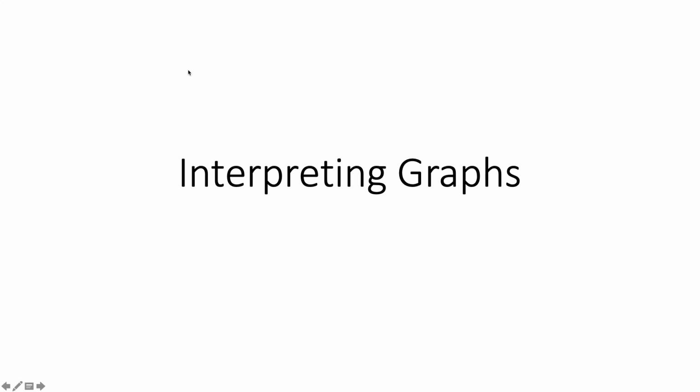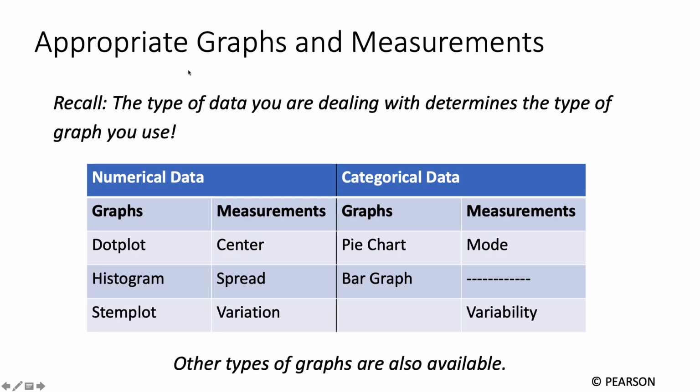Let's talk about interpreting graphs. Remember that the type of data you're dealing with is going to determine what kind of graph you can use. If you're looking at numerical data, you can use a dot plot, a histogram, or a stem plot to illustrate the distribution of your data. For categorical data, we're going to use a pie chart or a bar graph to illustrate the distribution.